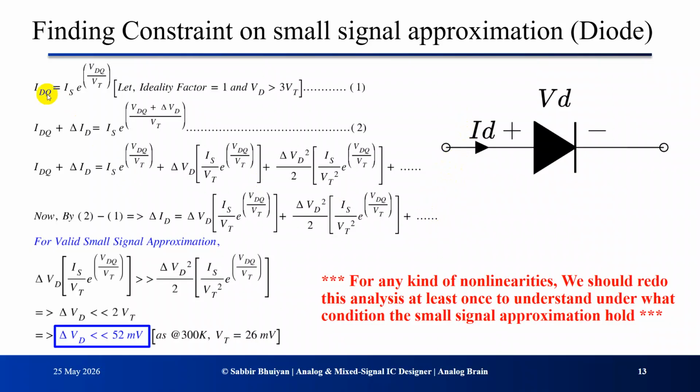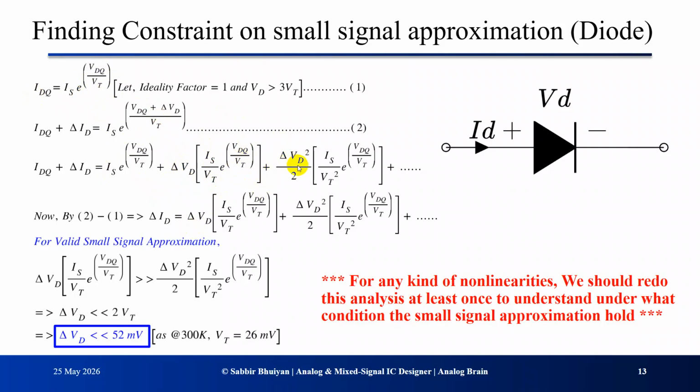Now let's see. This is IDQ, equal to IS e to the power VDQ by VT. This is again IDQ plus del ID, equal to IS e to the power (VDQ plus del VD) by VT. Now this is f of a plus h f prime of a. So f of a is nothing but IS e to the power VDQ by VT. So this was a. Now h f prime of a: we have to differentiate this and put this value. So del VD times IS by VT e to the power VDQ by VT.